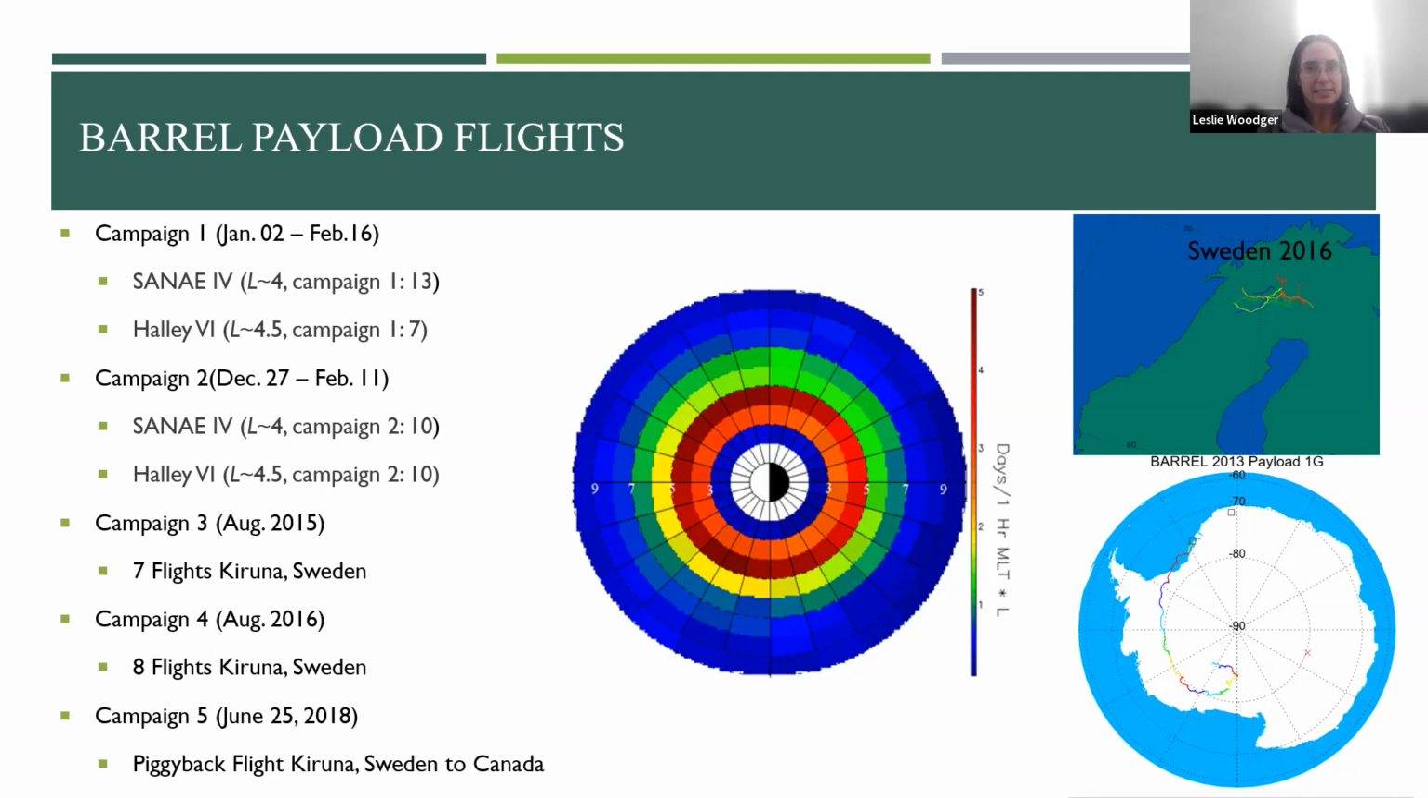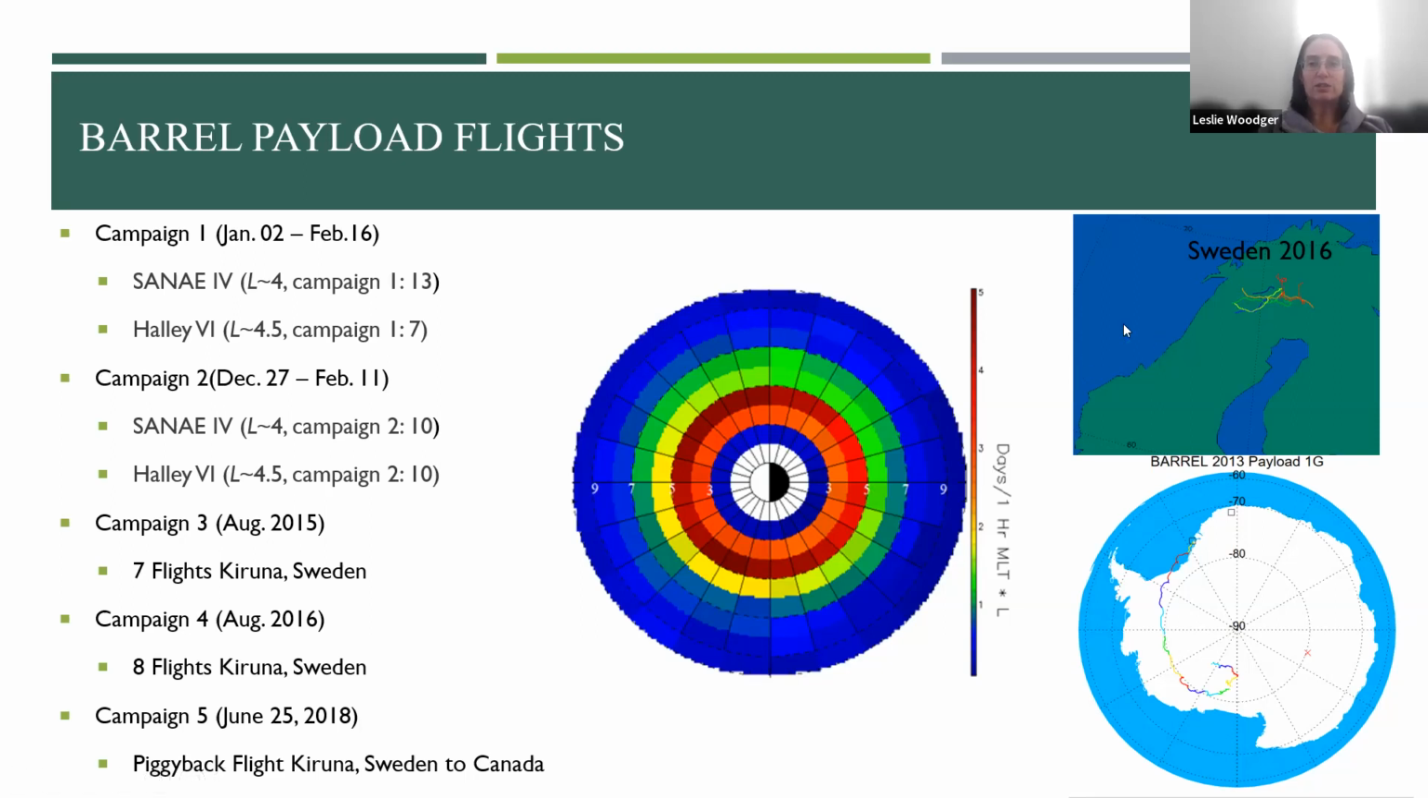And then with those spare payloads, we were able to have subsequent campaigns, campaigns 3, 4, and 5, and there's actually a 6 and 7 where the data is being processed right now. Campaigns 3 and 4 were flown out of Kiruna, Sweden in August, which was a turnaround time period. In January and February in Antarctica, you launch and follow the circumpolar winds around in a circle. You can see a little map of one of the balloon payloads down here in the right corner. Then in the spring and fall, you have this turnaround period where the winds are changing direction and you can launch and stay fairly local.